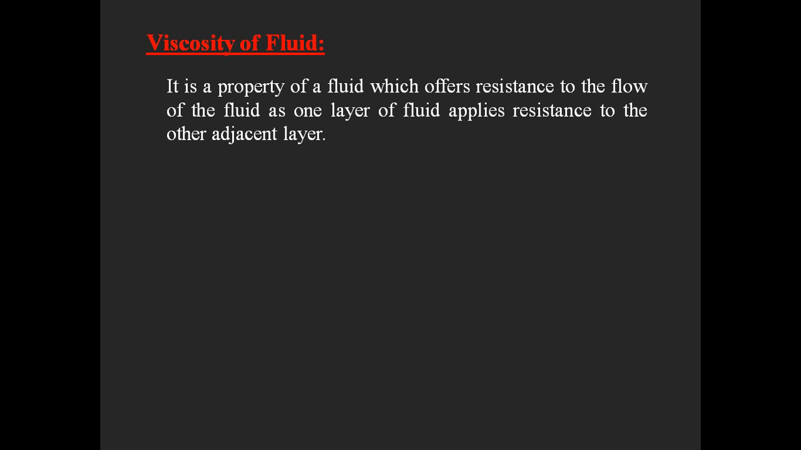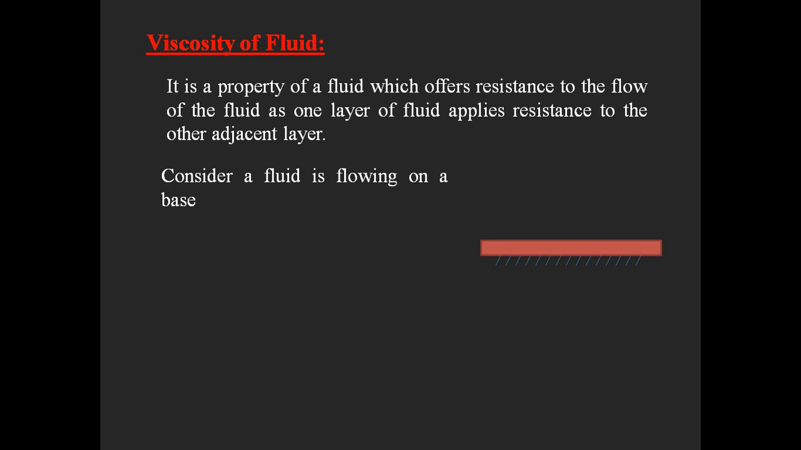That means if we assume the flow of the fluid in a number of layers, each and every layer will be applying a certain resistance force to the other adjacent layer to its motion. That resistive force is called your viscous property. The applicability of resistive force by one layer to another layer for the fluid motion is called viscous property.